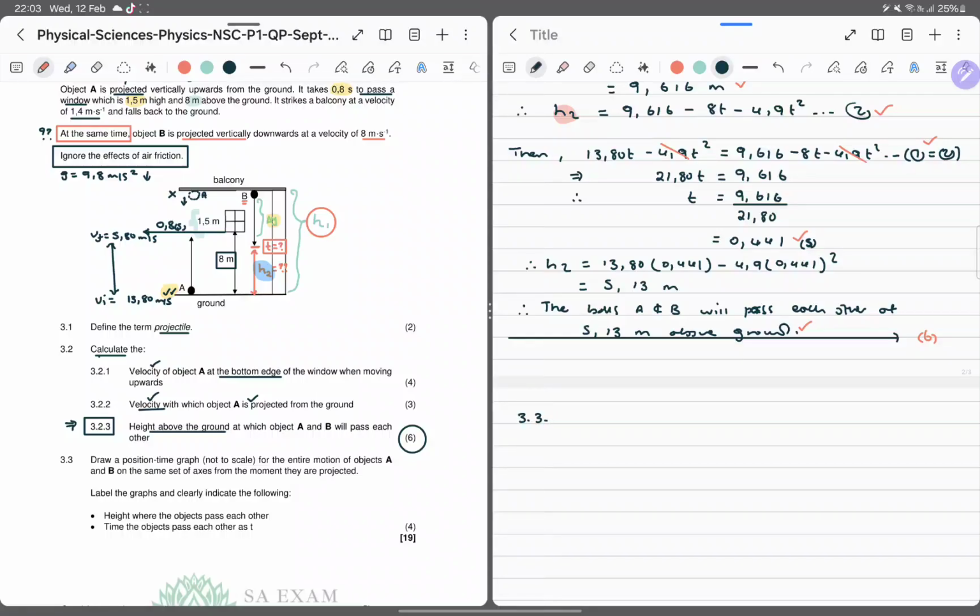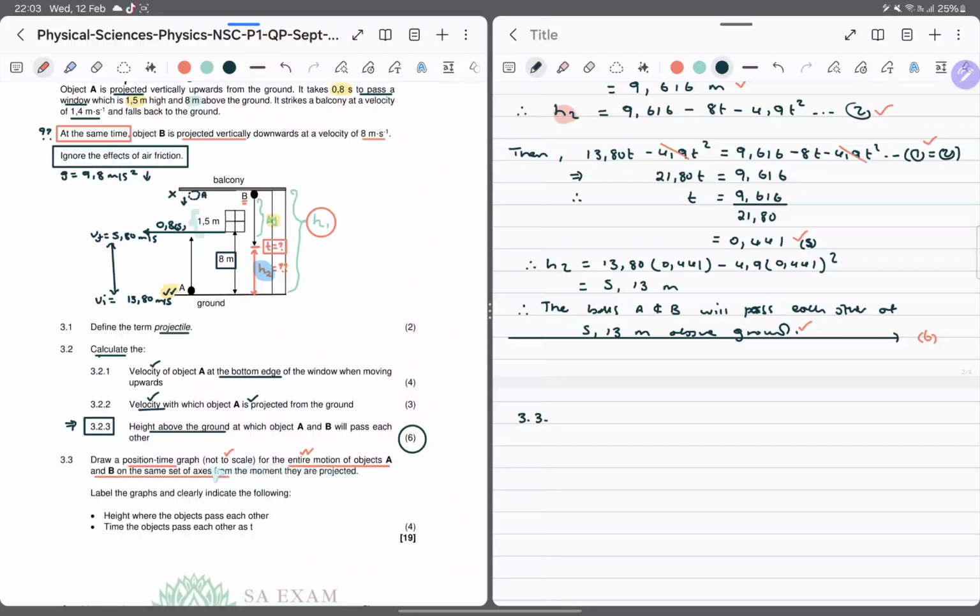3.3 says, draw a position-time graph. So this is a displacement-time graph, not to scale, okay? For the entire motion of object A and B on the same set of axes. Now the entire motion, guys, it's all of them. Ball A up and then back to the ground, and ball B back to the ground, because the end is the ground.